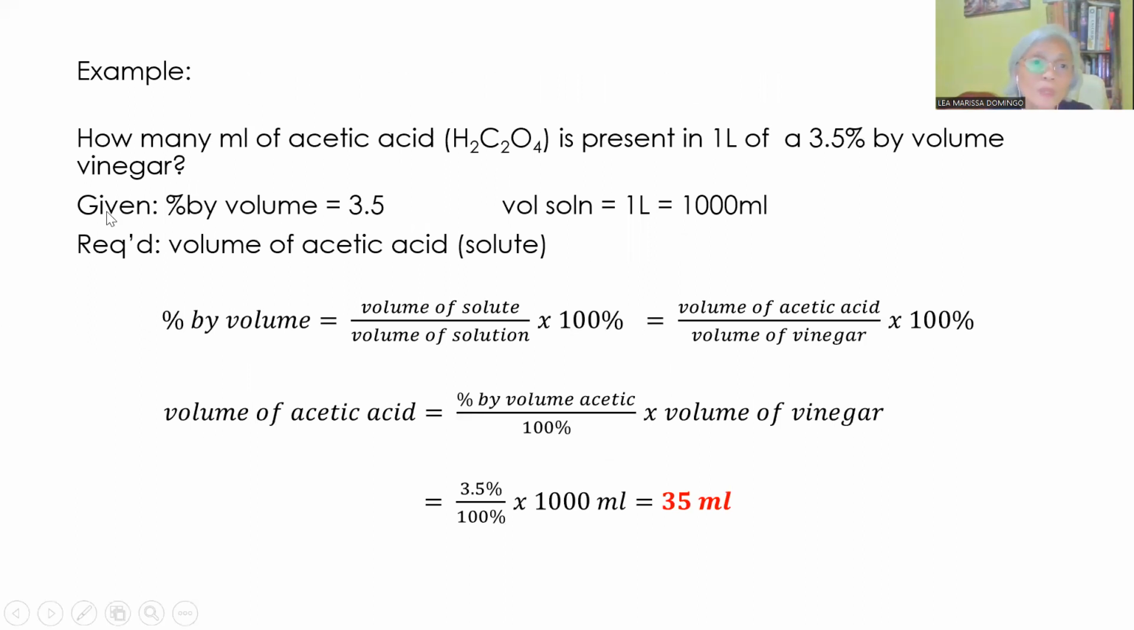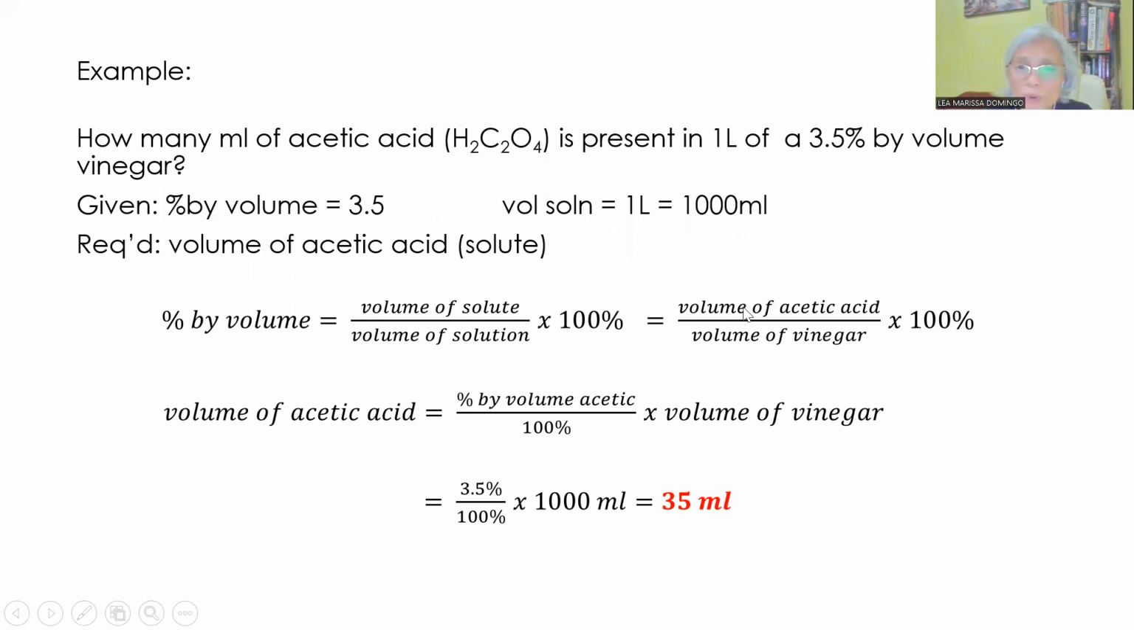For example, how many ml of acetic acid is present in 1 liter of a 3.5% by volume vinegar? So we are given the percent by volume of the solute, which is 3.5. Our solute is acetic acid. The volume of solution is 1 liter, or that is equivalent to 1,000 ml. And we are required to find the volume of acetic acid. So from the definition, percent by volume is equal to the volume of solute, which is acetic acid in this particular problem, divided by the volume of solution, which is vinegar.